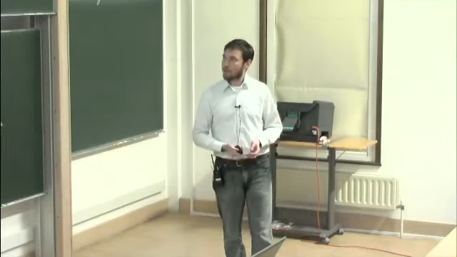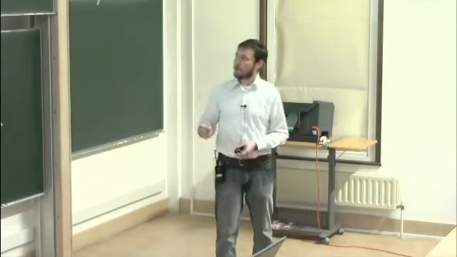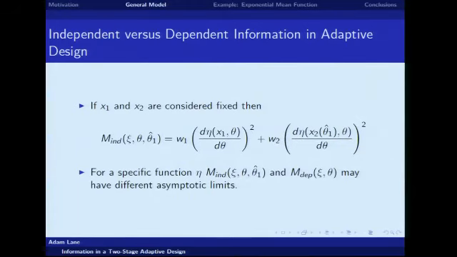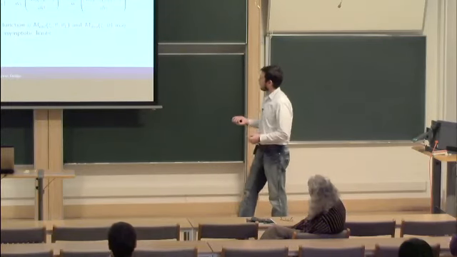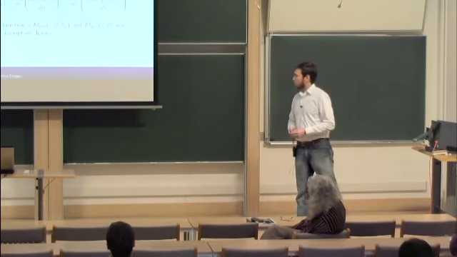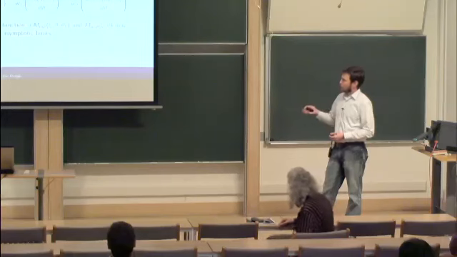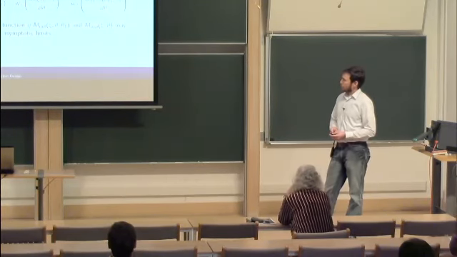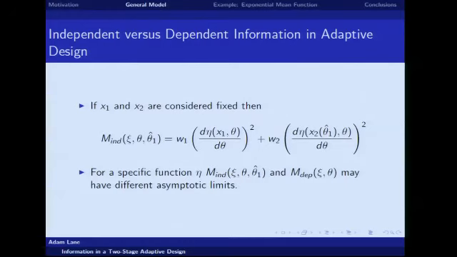And so the other measure is if you take x1 and x2 to be considered fixed, so you're approximating your dependent measure by using an independent measure, which you just get rid of the expectation and plug it in, right? So it's just a question of whether or not averaging really has a big impact in this sense. All right. One interesting thing is that for a specific function eta, these two may not actually have the same asymptotic limit. I haven't really done much with that right now, but it's something that I've noticed and that I'd like to research at some point, but haven't had a chance to.